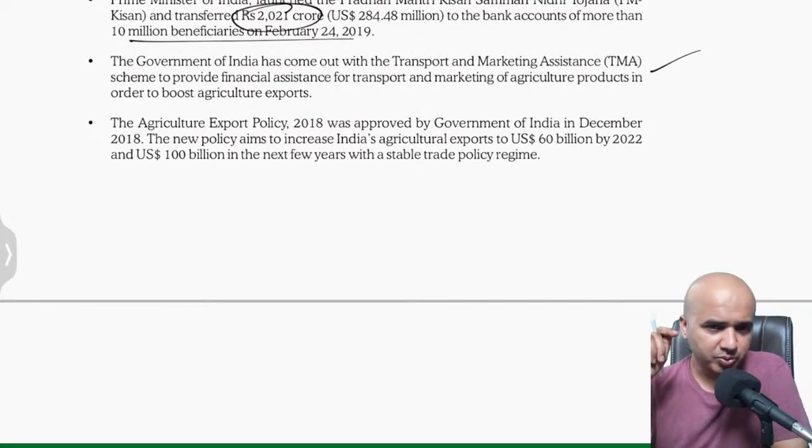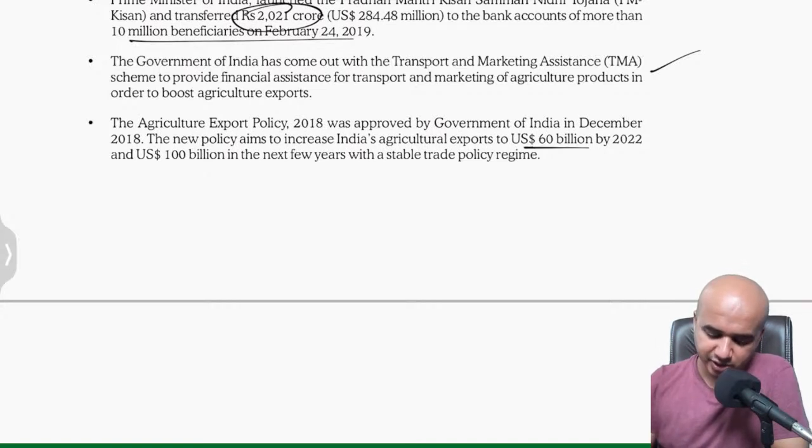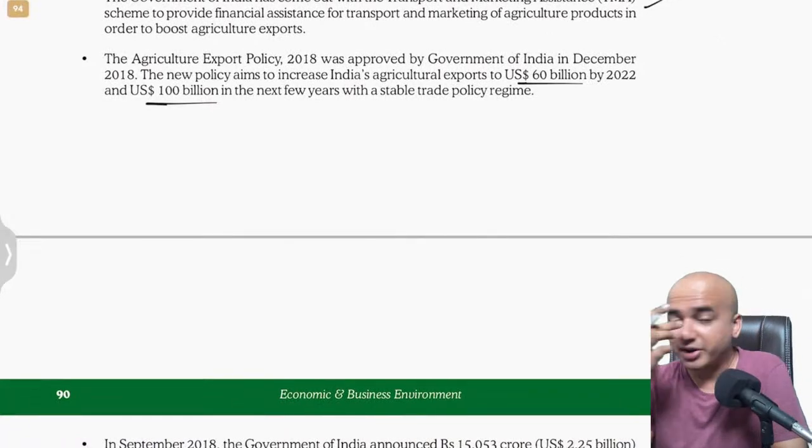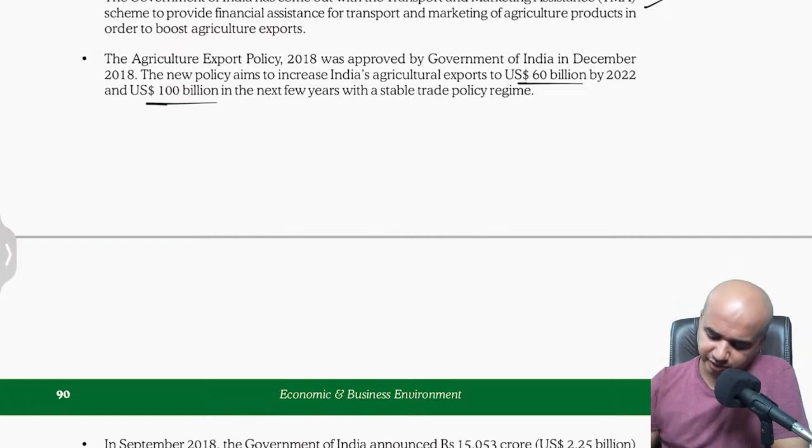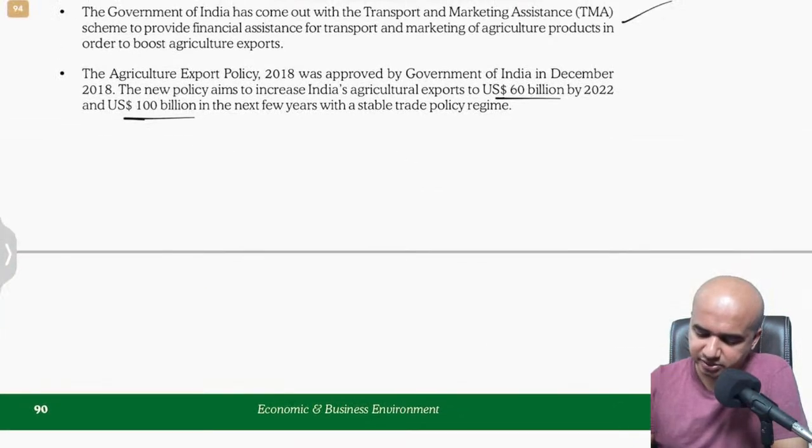The agricultural export policy was approved by Government of India in December 18. The new policy aims to increase India's agricultural exports to $60 billion by 2022 and $100 billion in the next few years with stable trade policy regime. This is their goal. Hopefully the target will be achieved.